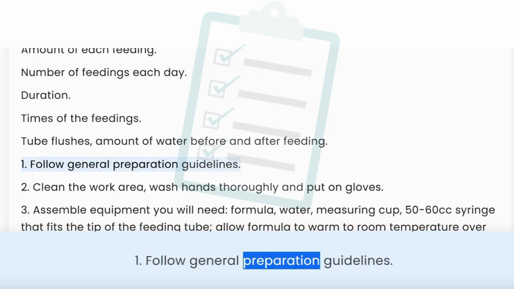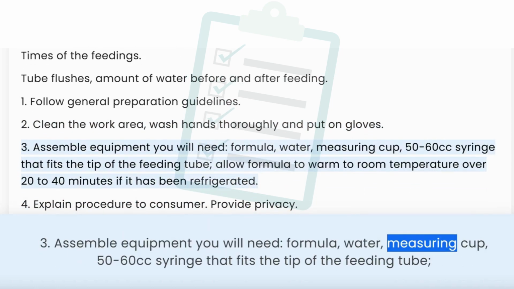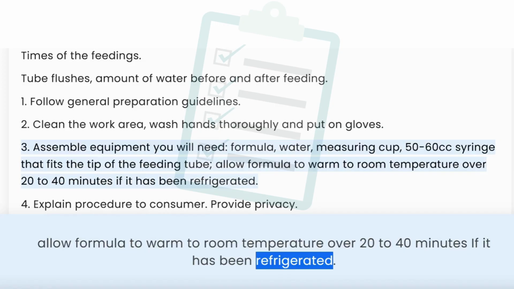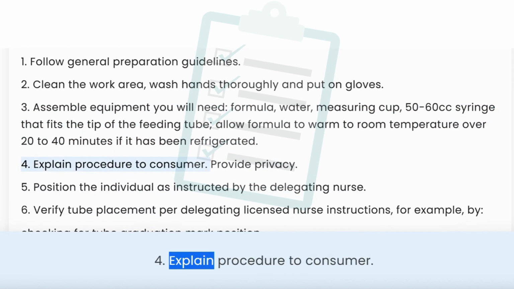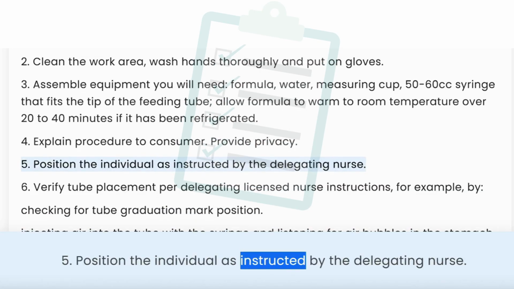1. Follow general preparation guidelines. 2. Clean the work area, wash hands thoroughly, and put on gloves. 3. Assemble equipment you will need: formula, water, measuring cup, and a 50 to 60 cubic centimeter syringe that fits the tip of the feeding tube. Allow formula to warm to room temperature over 20 to 40 minutes if it has been refrigerated. 4. Explain procedure to consumer. Provide privacy. 5. Position the individual as instructed by the delegating nurse.